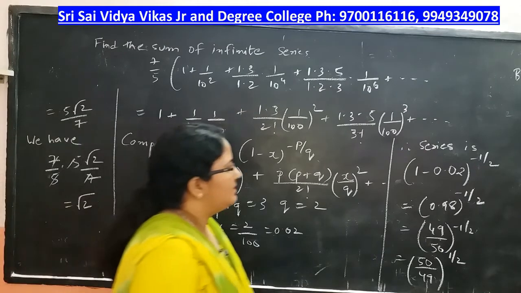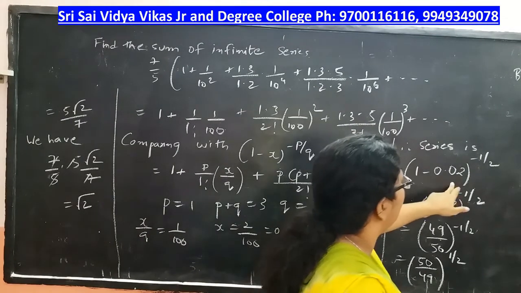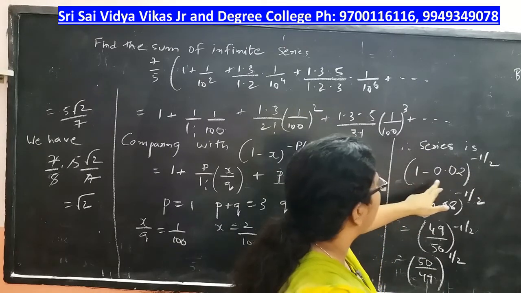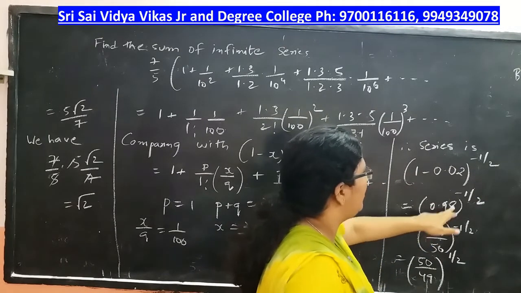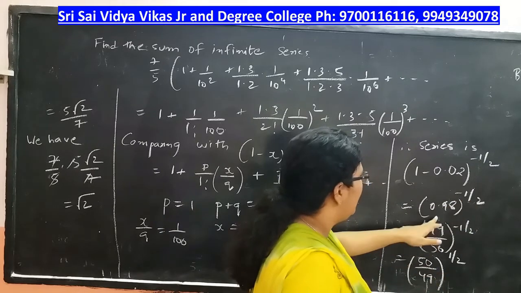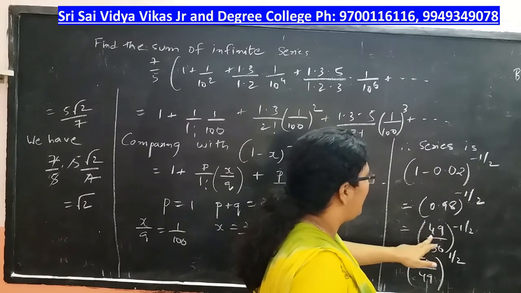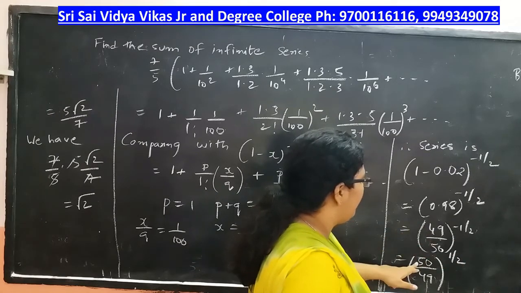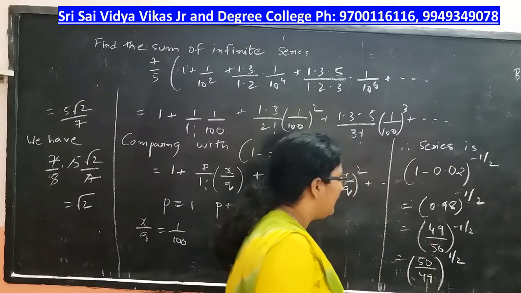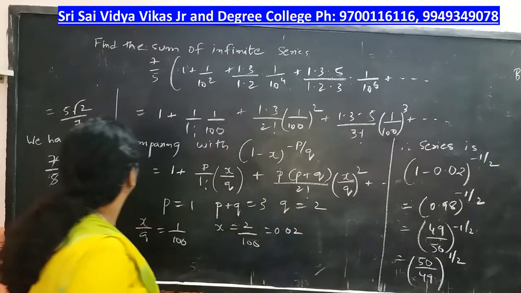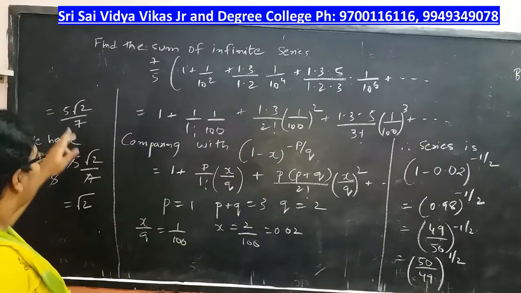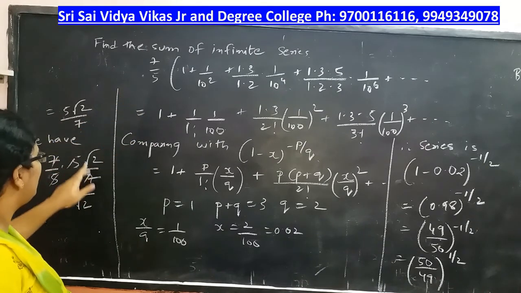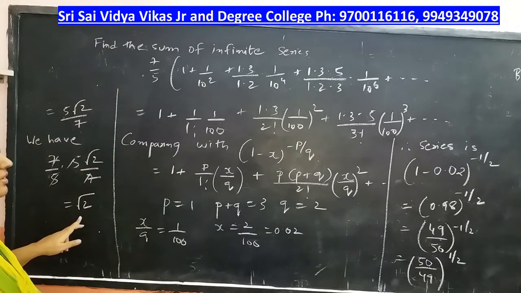The series is 1 minus 0.02 whole power minus 1 by 2. 1 minus 0.02 is 0.98 whole power minus 1 by 2. 0.98 can be written as 49 by 50 whole power minus 1 by 2. If you reverse this, you will have 50 by 49 whole power 1 by 2. So that is nothing but 5 root 2 by 7. We have 7 by 5 into 5 root 2 by 7 will be equal to root 2.